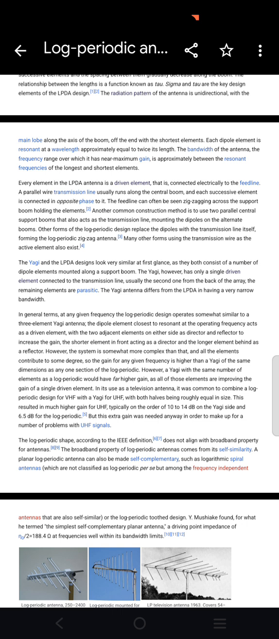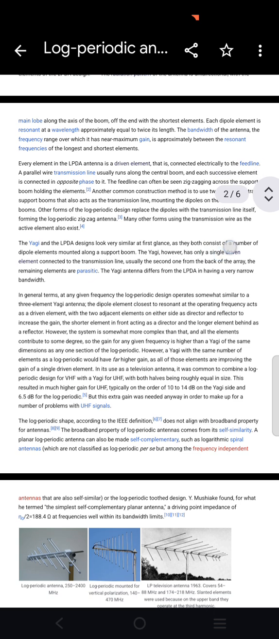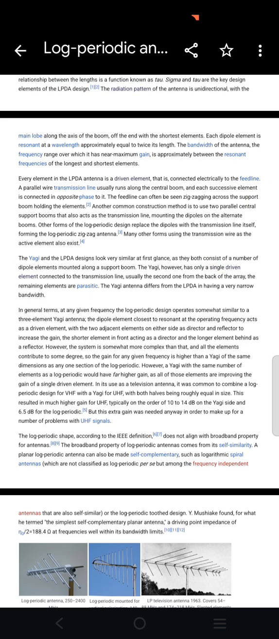Mounting the dipoles on the alternating booms is one approach. Another form of log periodic design replaces the dipoles with the transmission line itself, forming the log periodic zigzag antenna. Many other forms using the transmission wire as the active element also exist.